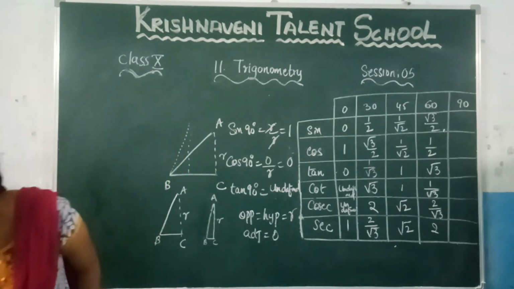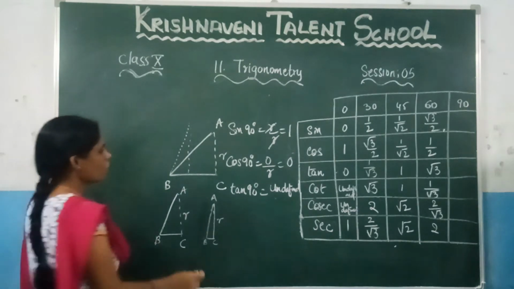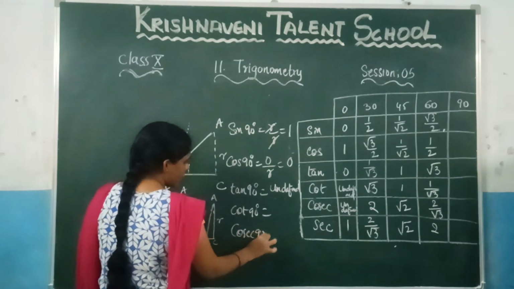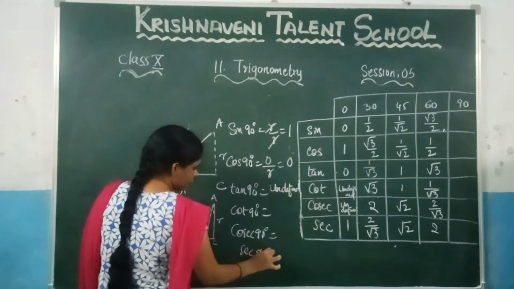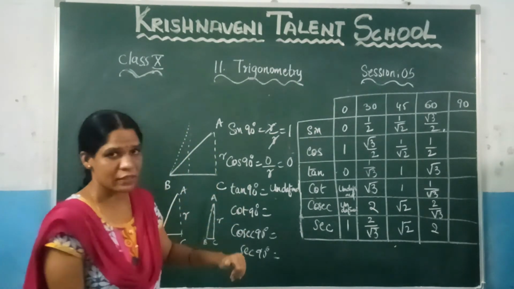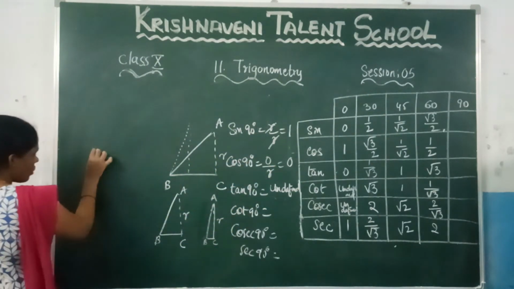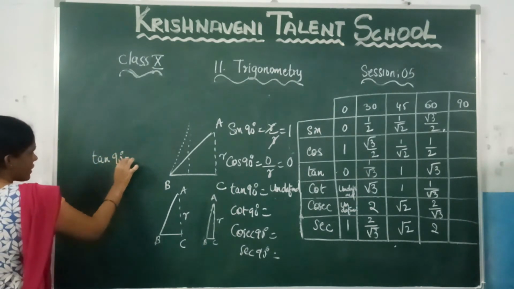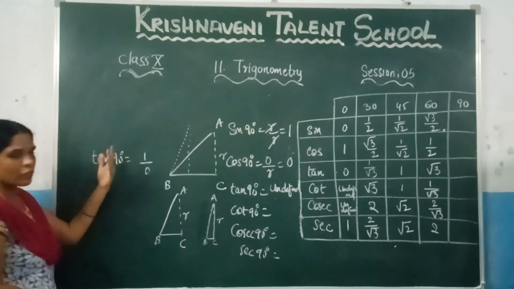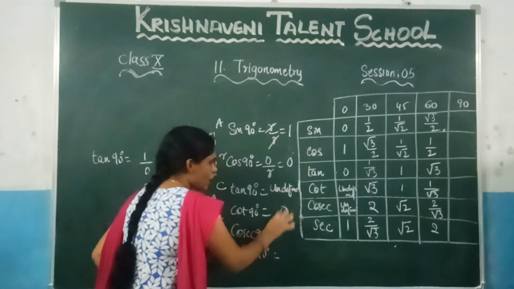Since we know these three, let us find the remaining three by taking the reciprocal. What is the value of cot 90, then cosecant 90, and then secant 90? Right? What is the value of cot 90? The reciprocal of tan is cot. Why? Because if you divide these two, what is the value of tan 90? It is 1 by 0. Right? What is the reciprocal of 1 by 0? It is 0 by 1, and you know that 0 by 1 is nothing but 0.